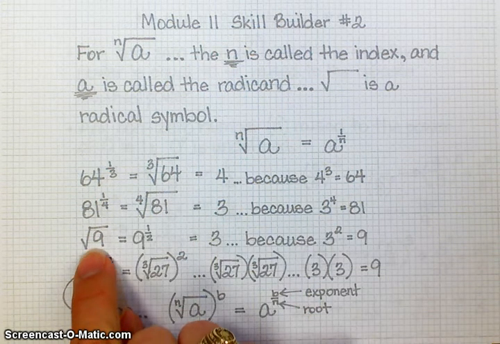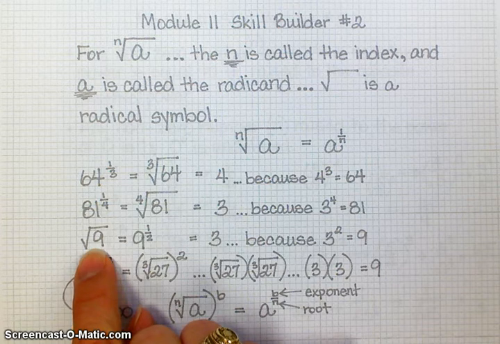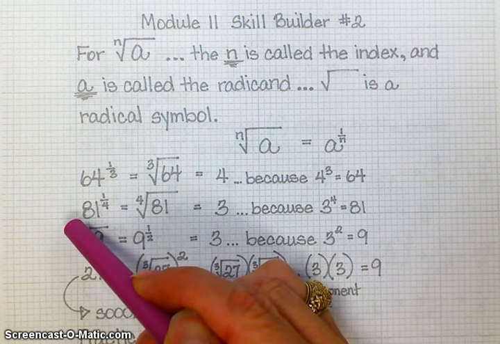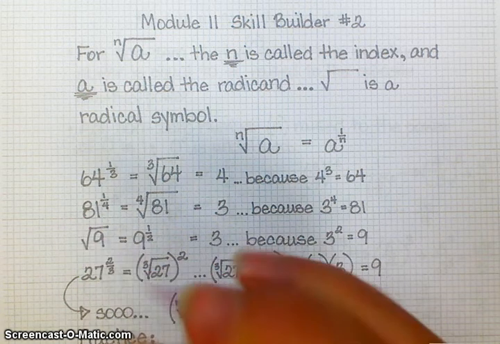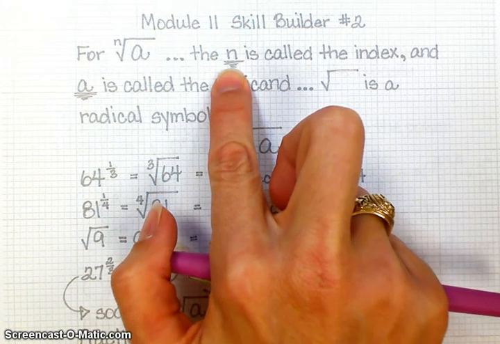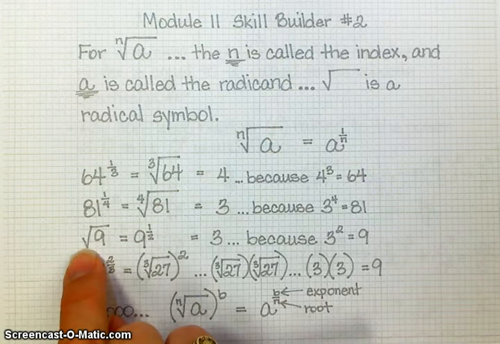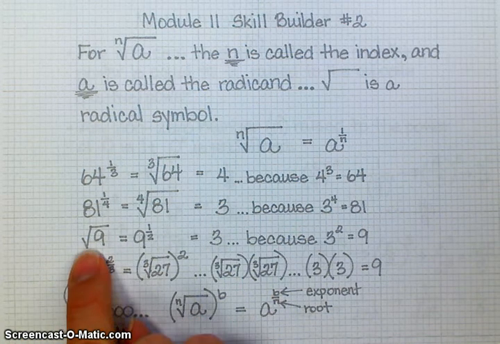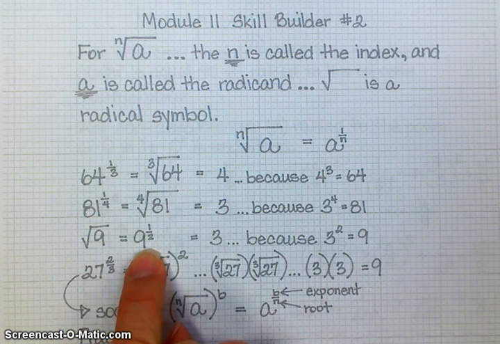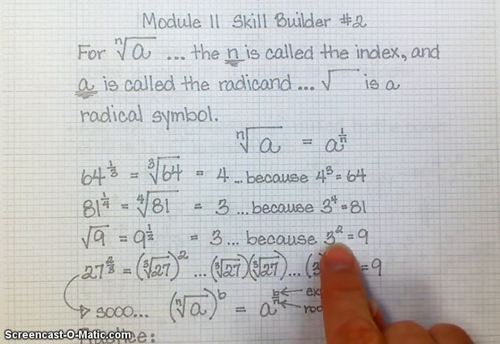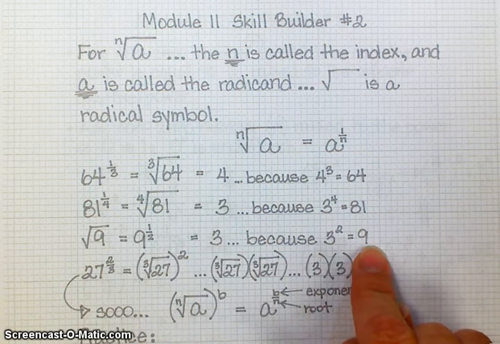The square root of 9 is equal to 9 to the 1/2 power. Notice I don't put the little 2 for an index. When the index is 2, like it's just a regular old square root, we just understand that that's a square root. We don't have to write the little 2 right there. So the square root of 9 is the same as saying 9 to the 1/2 power. Square root of 9 is 3. Why? Because 3 squared is 9.